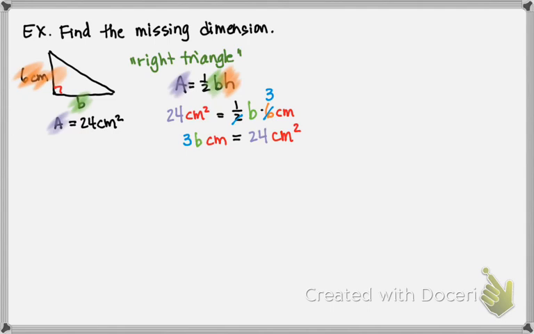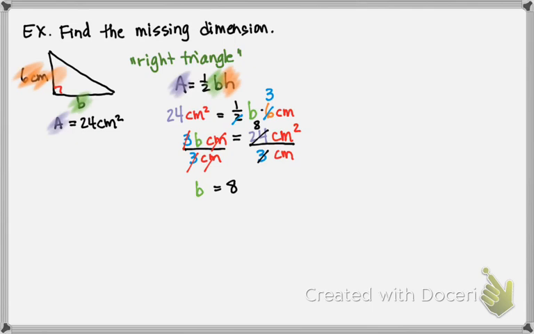Okay. So now I'm going to divide both sides by the 3 and the centimeters. So that goes away, and I'm left with B. And then that's going to equal, and 3 goes into itself and into 24 8 times, so then I have 8.